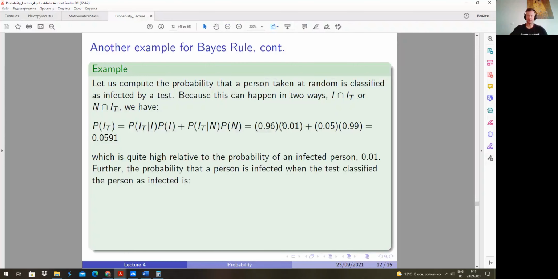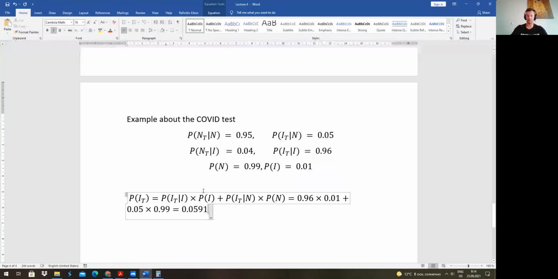So now, high relative to the probability of an infected person. So once again, the probability that the person is infected when the test classified the person as infected is. So now we want to calculate that the person is infected given that the test shows us a positive result.